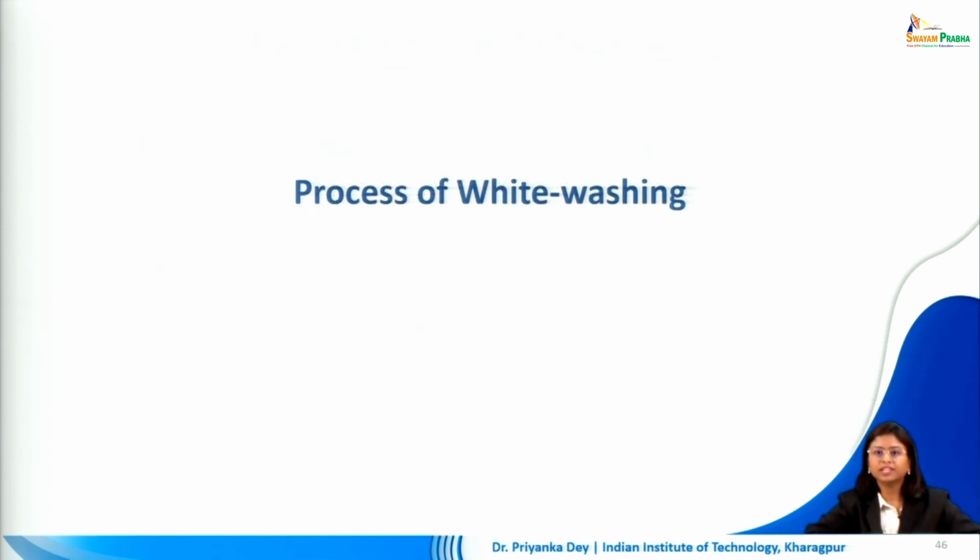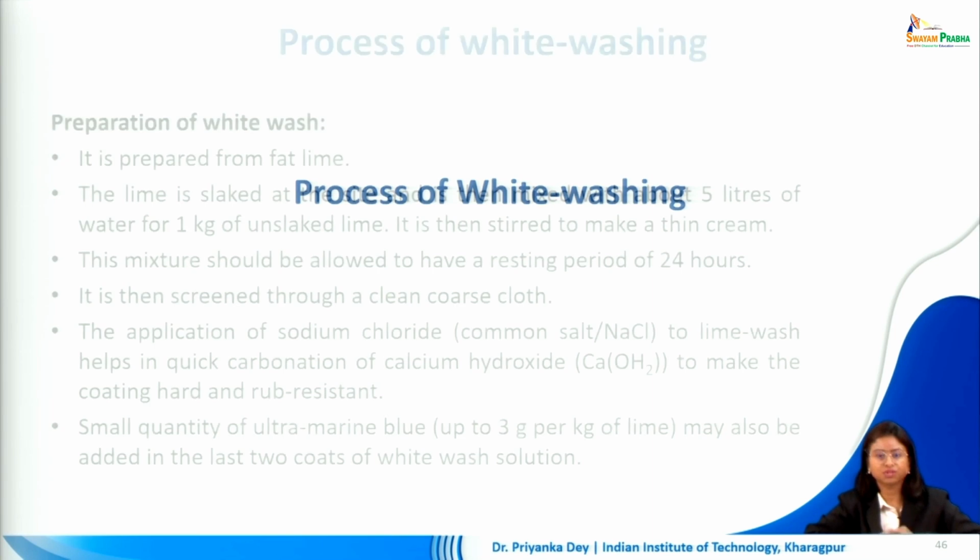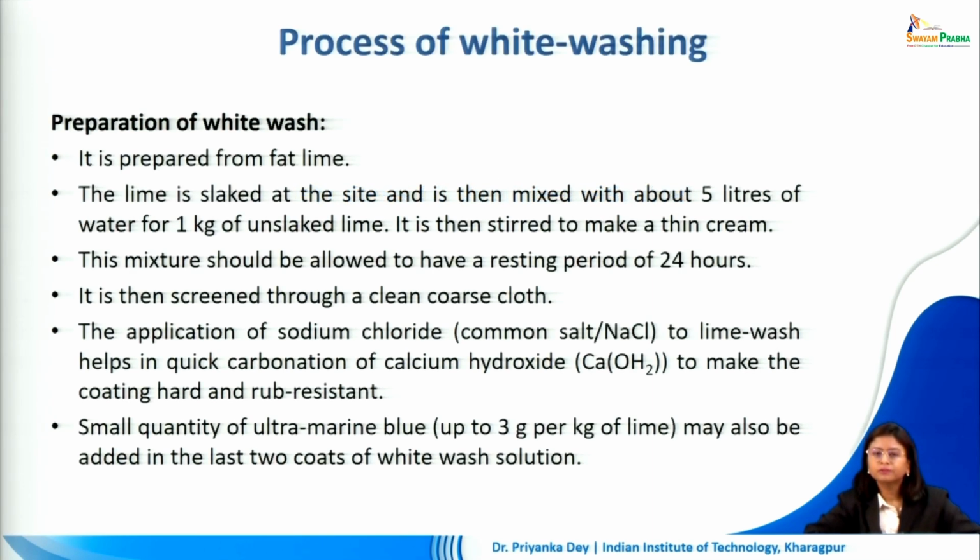Let's now take a look at what is the process we follow for whitewashing. First of all, for the preparation of whitewash, we use fat lime. The lime is slaked at the site and is then mixed with about 5 liters of water for 1 kg of unslaked lime. It is then stirred to make a thin cream. So the proportion is, again reminding you, it is mixed with about 5 liters of water for 1 kg of unslaked lime. This mixture should be allowed to have a resting period of at least 24 hours.